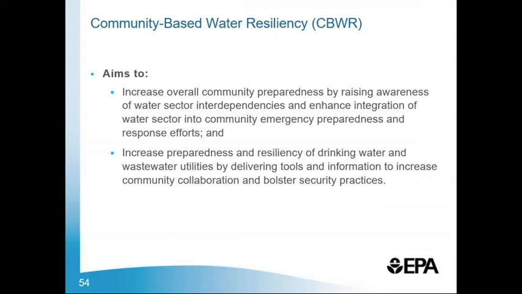How? By raising awareness of the water sector interdependencies, as well as enhancing the integration of the water sector into community emergency preparedness and response efforts, as well as increasing preparedness and resiliency of the drinking water and wastewater utilities by delivering tools and information that can increase community collaboration and bolstering preparedness practices.